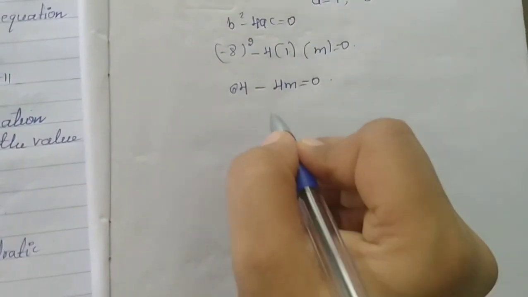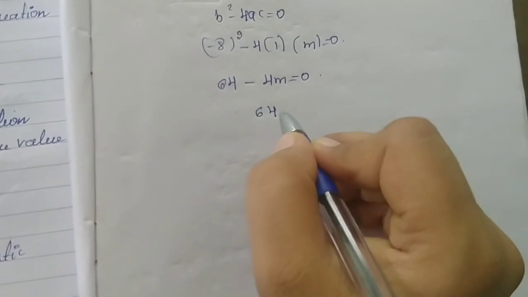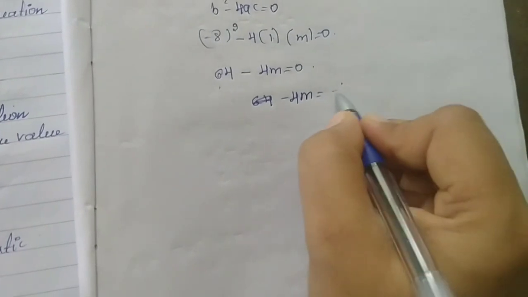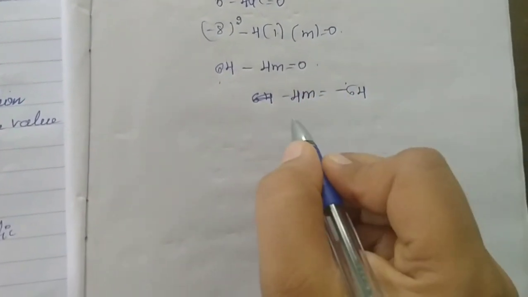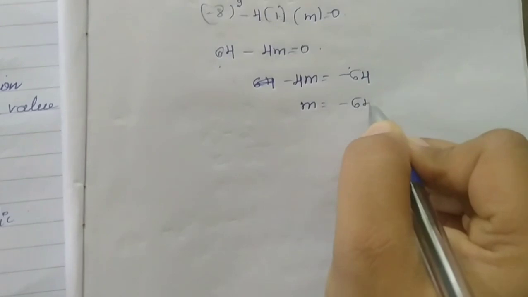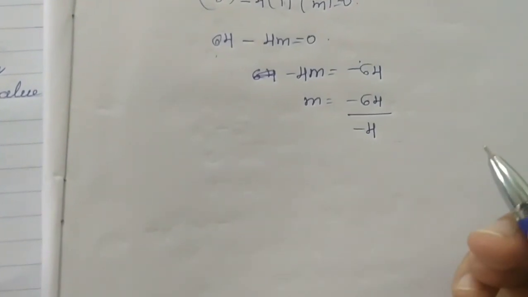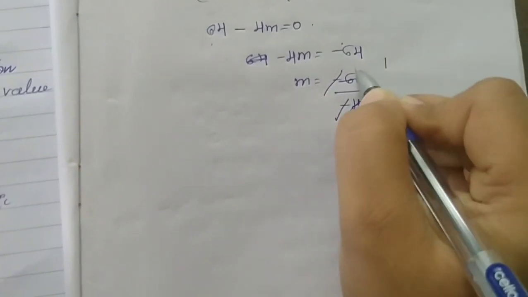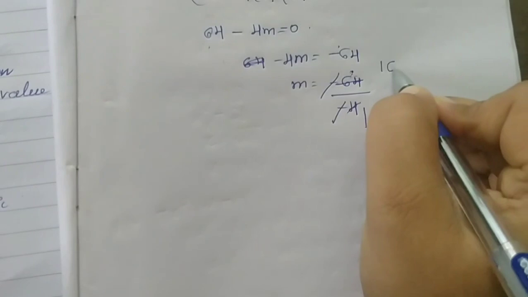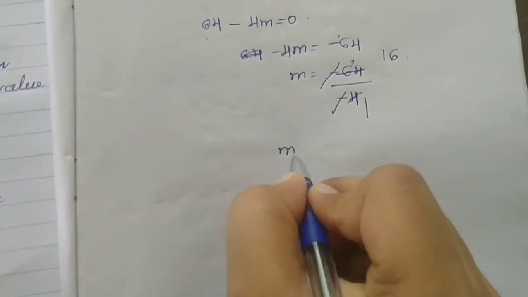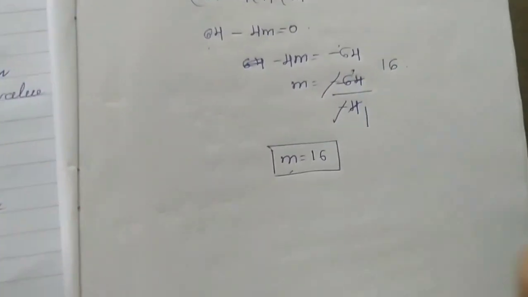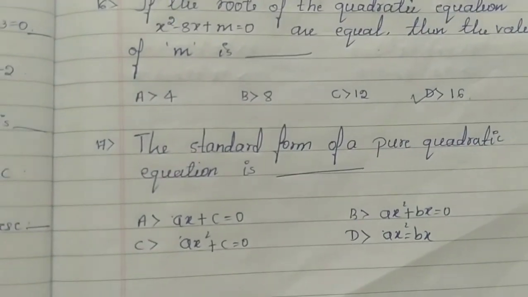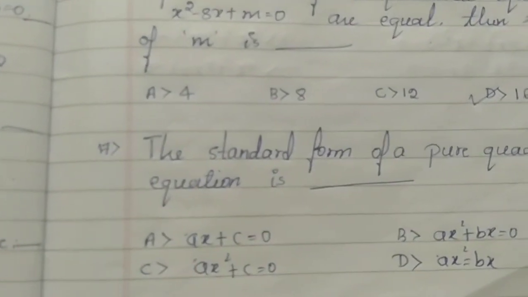So now 64 minus 4m is equal to 0. This plus 64 will come here, meaning minus 64. So m will be equal to minus 64 divided by minus 4. Okay, so minus and minus will get cancelled. 4 ones are 4, 4 ones are 4. Again here 2 is remaining, 4 6s are 24. So the value of m is nothing but 16. Okay, so 16 is the correct answer. That is option D.